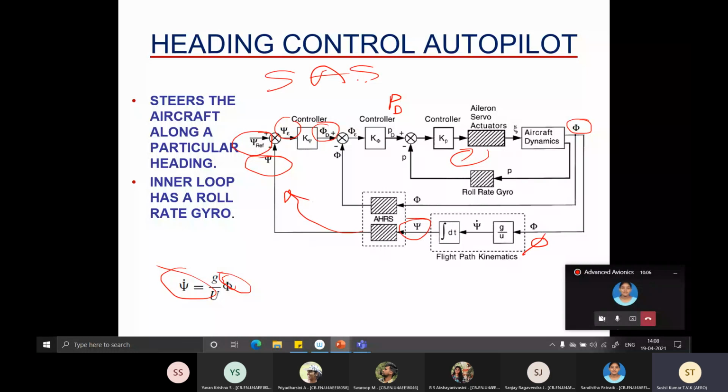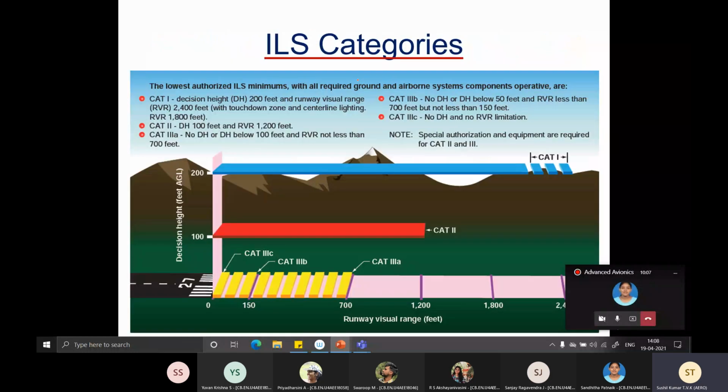Okay, we started with ILS autopilot. So heading, you can always couple it with some VOR or anything. So you reach close to the airport, say around 40 kilometers, and then you switch on the ILS autopilot. So when you talk about ILS, we are talking about localizer and glide path. So localizer, if you recollect, is nothing but the runway center line.